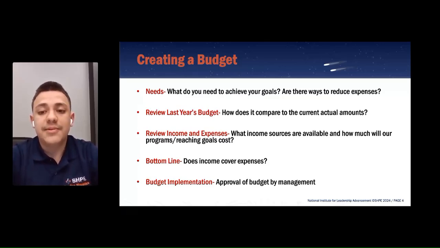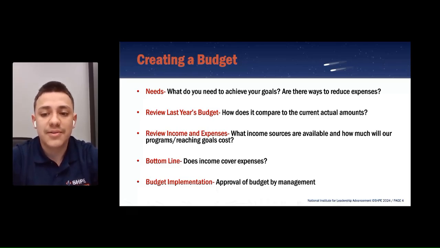When creating a budget, needs will go back to prioritizing your objectives, like mentioned in the previous slide. Reviewing last year's budget, how does it compare to the actual amounts? Comparing budgets to actuals will help your chapter stay adaptable, help in making informed decisions, and maintain financial health. Review income and expenses: what income sources are available, and how much will our programs reaching goals cost? Staying on top of these specific sections is very important. Without these, the ship sinks.